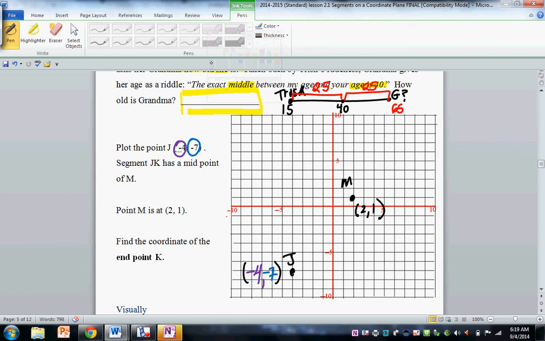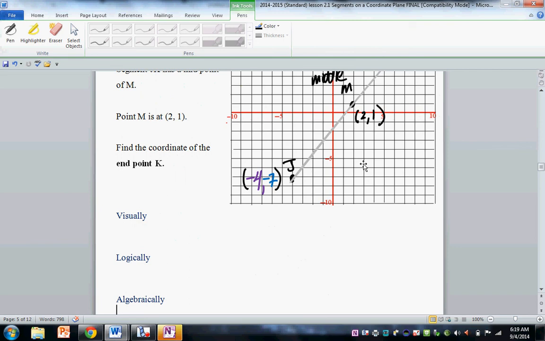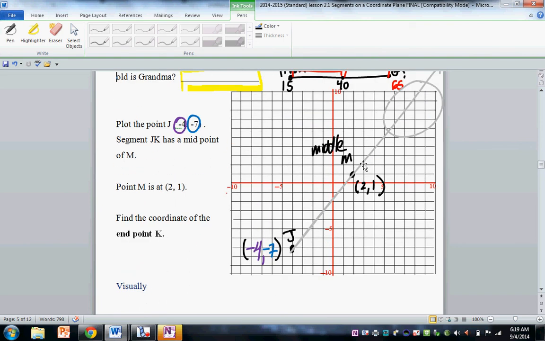That means we have another end segment. If you take a straight edge, we have another endpoint out here somewhere. Somewhere along this line, we have an endpoint that's going to be around here that makes M the middle. Remember, M is the middle here. There's a couple ways you can do this. You could do this visually, logically, or algebraically. Visually would look like this, and you're going to work this out with your teammates.